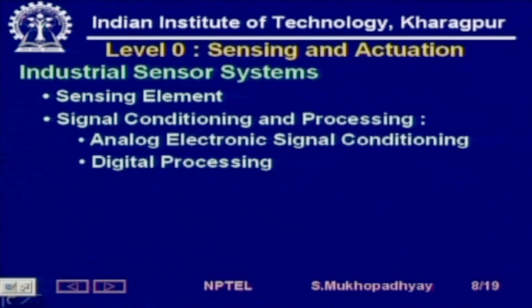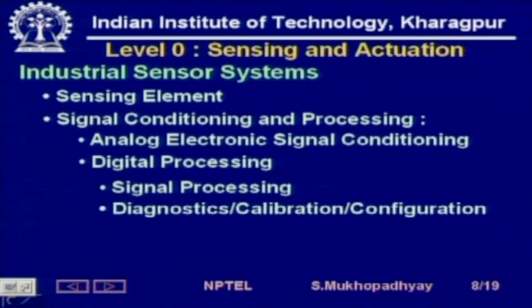Now, digital processing could be of various types. Digital processing for what? So, digital processing could be for signal processing, let us say filtering. Digital processing could be for diagnostics, calibration, configuration. This is a very modern functionality. If you have a microprocessor, you have a lot of computing power at your hand. So, you can do more than just filtering. You can, for example, perhaps detect whether the thermocouple wire has broken, so, whether the sensor is at all functioning. So, that is diagnostics.